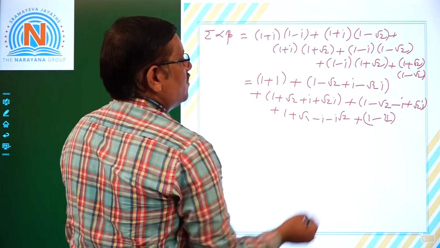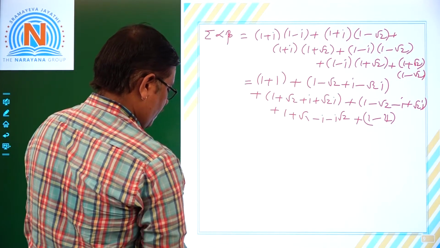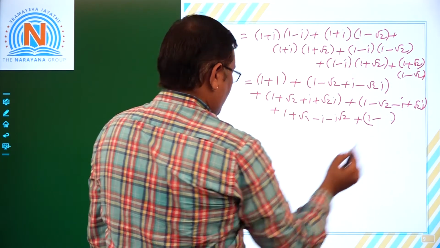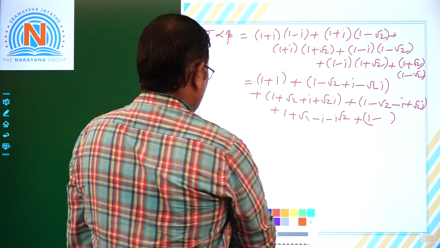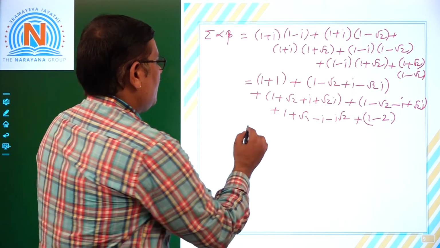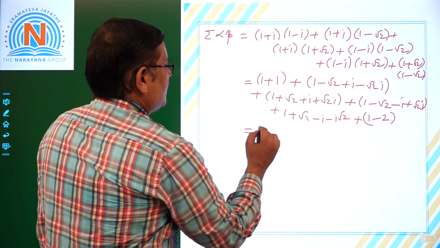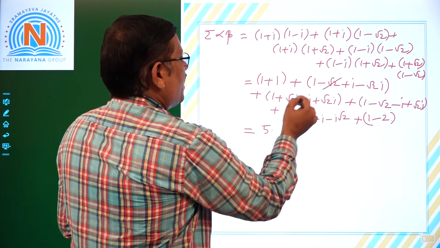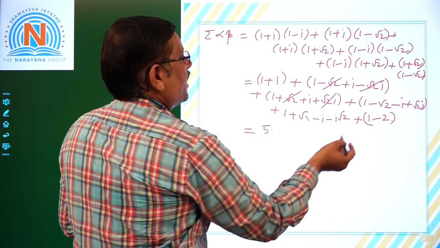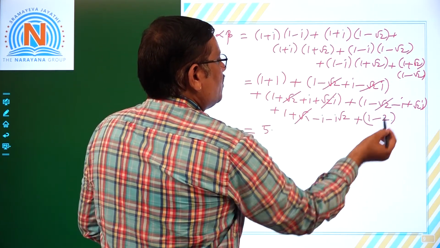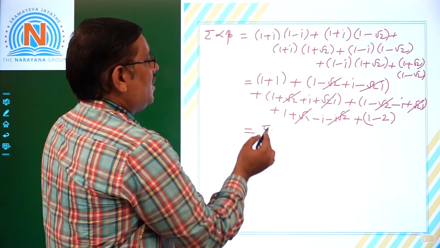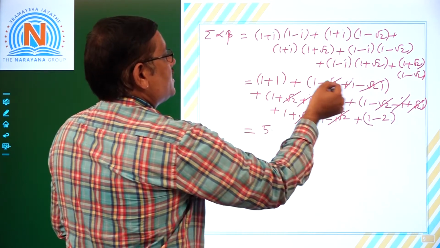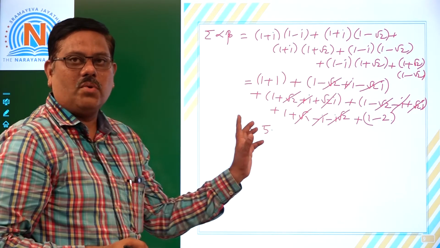Okay. So the result is, of course, this is 1 minus 2. Now if you simplify here, the terms cancel and the resultant answer becomes 5. Here, minus root 2 cancels with plus root 2, minus root 2 i cancels with plus root 2 i. Plus root 2 minus root 2 cancels, minus i root 2 plus i root 2 cancels. All will cancel now. Here I have i minus i cancels. Here I have minus i plus i cancels. So if you simplify, the resultant answer is going to be 5.